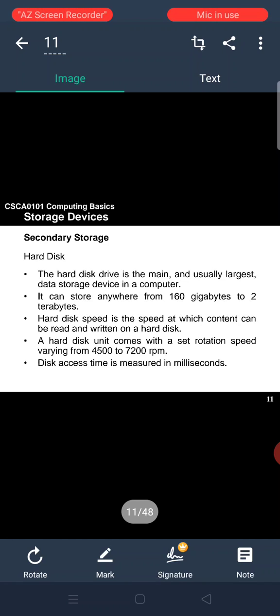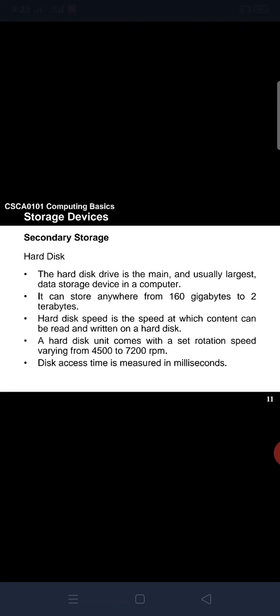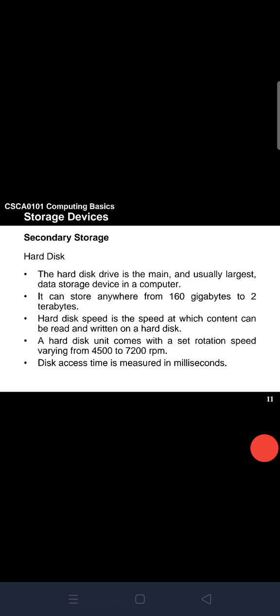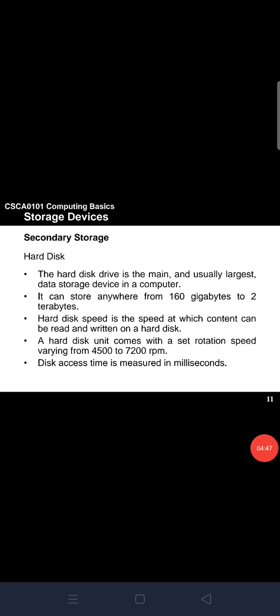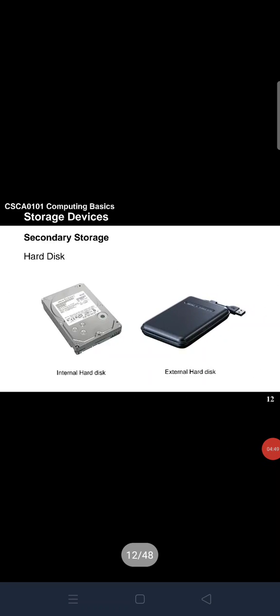Hard disk drive is the main and usually largest data storage device in a computer. It can store anywhere from 160 gigabytes to 2 terabytes. Hard disk speed is the speed at which content can be read and written on a hard disk. Hard disk unit comes with a set rotation speed varying from 4500 to 7200 rpm. Disk access time is measured in milliseconds.